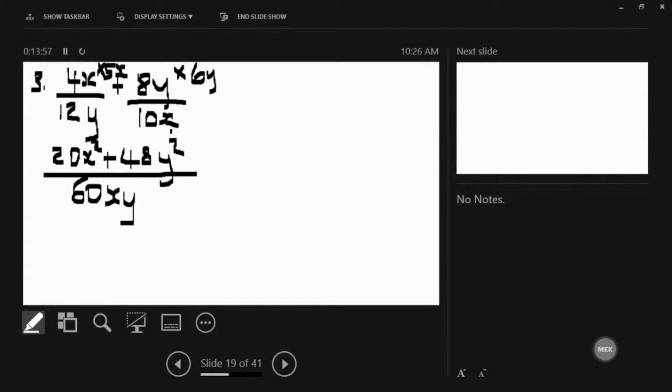But what we can do is reduce these since they are all divisible by 4. So 4 into 20 would leave 5x squared, and 4 into 48 would leave 12y squared, and 4 into 60 would be 15, and we're left with x and y. And that's the answer for number 3.